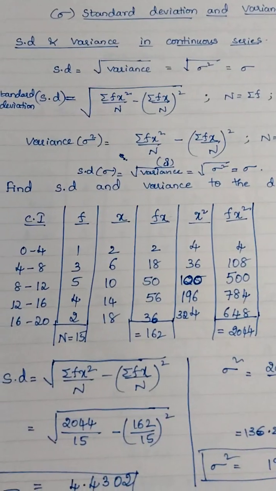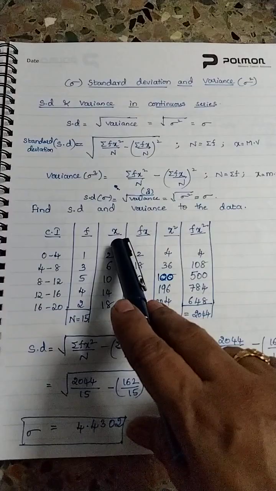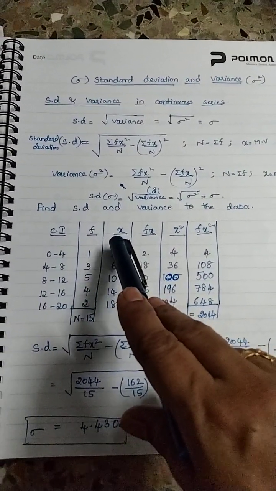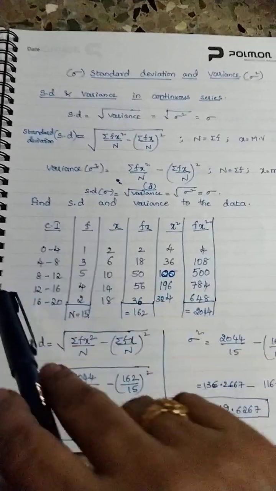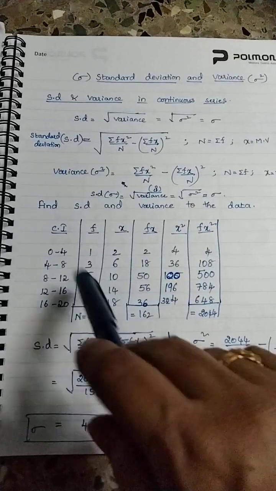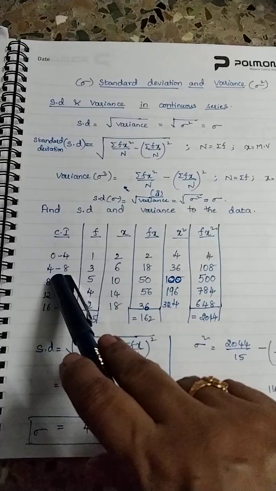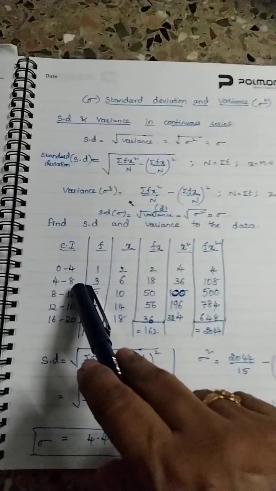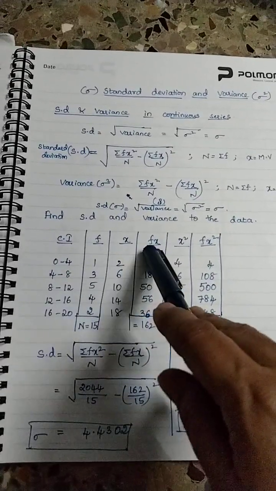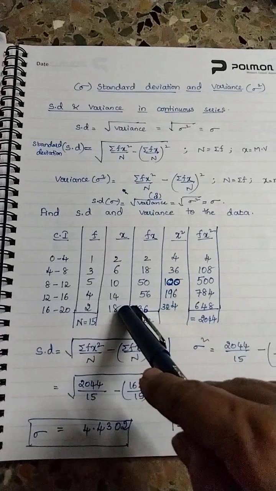For that, we are going to find out the x value, which is nothing but the middle value. The middle value formula I already told you: lower limit plus upper limit by 2. So for each and every class interval, we find the middle values. 0 plus 4 by 2 is 2. For 4 to 8, 4 plus 8 by 2, that is 12 by 2, that is 6. Whatever the gap is, we add that value successively to get the remaining middle values.